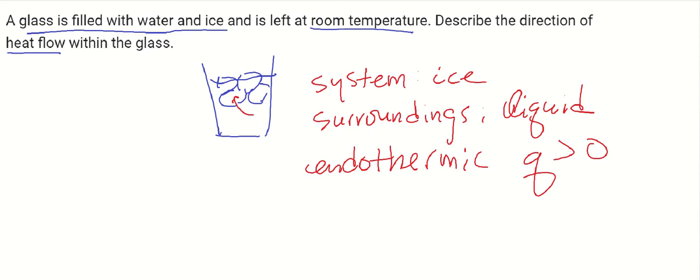Now, if you said the room was the surroundings, then it would be the same answer. It would be endothermic. In this case, the glass is the system. The cup of water is the system, and then the surroundings is the room. In either case, it's endothermic. The system is gaining energy. You should have specified the system and the surroundings to make your answer clear.